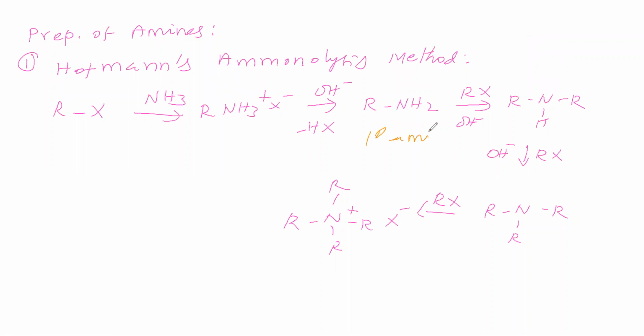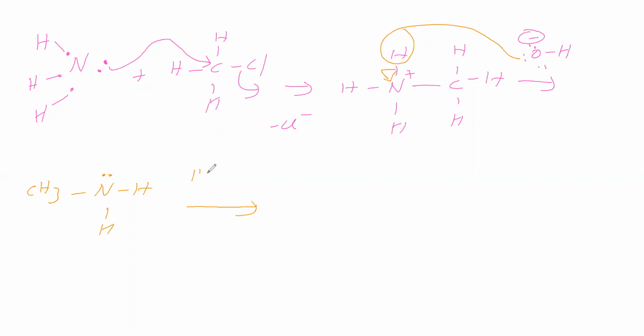This is called a primary amine. Primary amine means nitrogen will have 2 hydrogens. So RX is treated with ammonia and then with the base, and we get a primary amine. This primary amine is again treated with RX, for example CH3Cl. The lone pair attacks this carbon, this bond migrates, and Cl minus leaves. So we get CH3, NH2 and CH3, and nitrogen gets a positive charge because it acted as a donor.